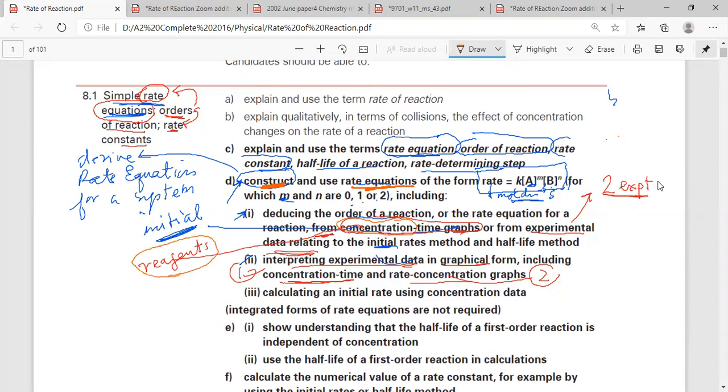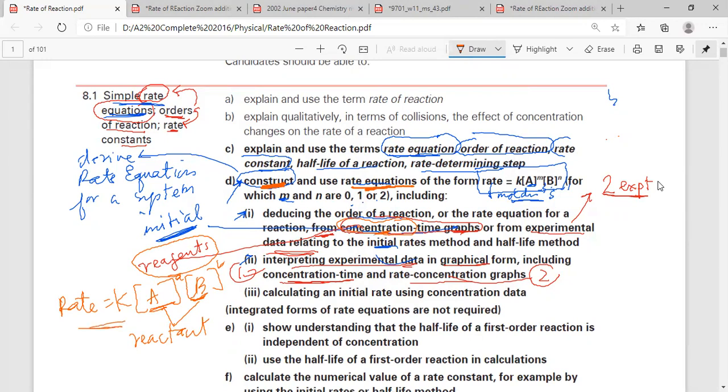Because the rate is equal to k, concentration of what? Reactants, A to the power of a and B and so forth. So all these are reagents, reactants. So you don't talk about the concentration of the products that will control the rate, but the concentration of the reactants. So normally you use concentration of your reagents. You have to derive this rate law.